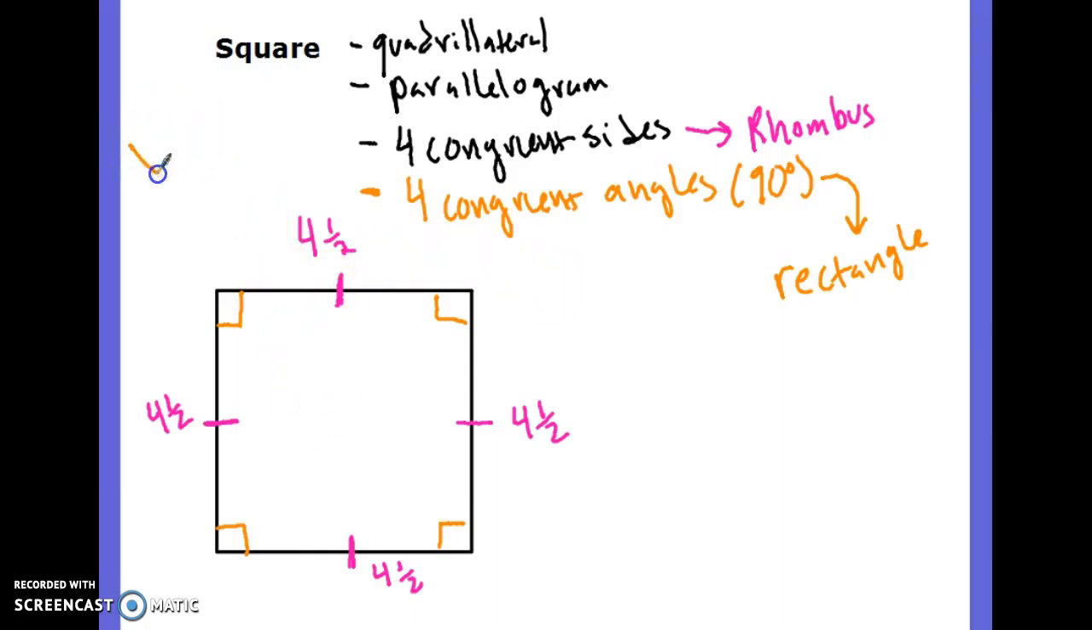So this is just strictly the definition. We're talking just definition here. We're going to be talking about the properties shortly. All right, so now that we've checked out the definitions, let's look at some of the properties of a special quadrilateral that is the square.